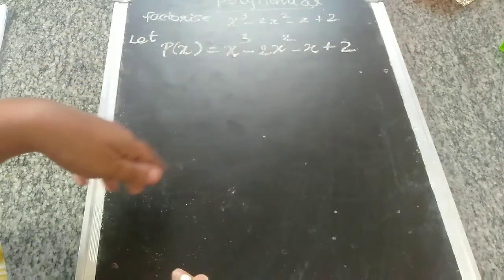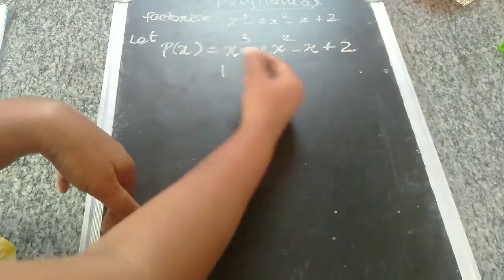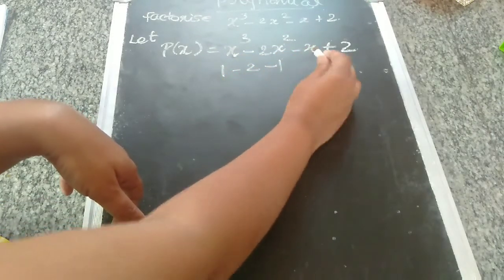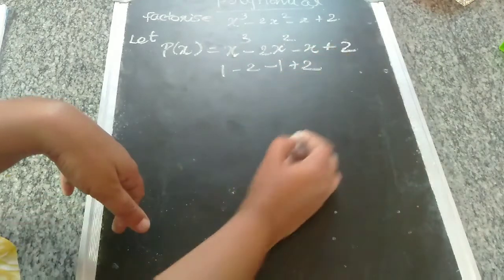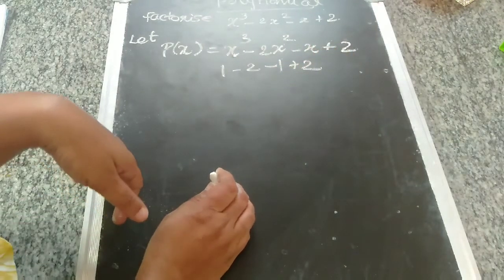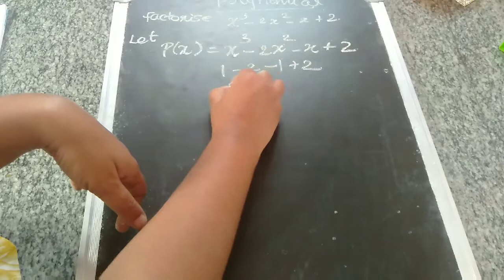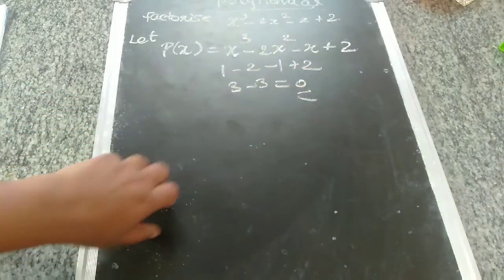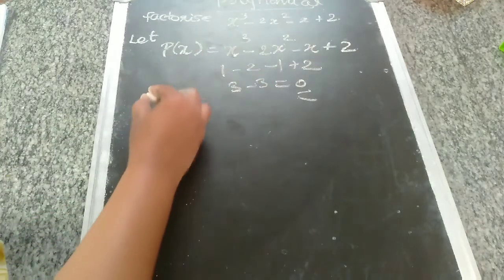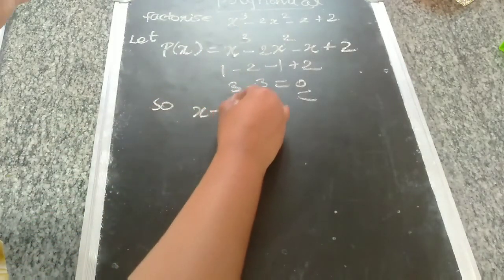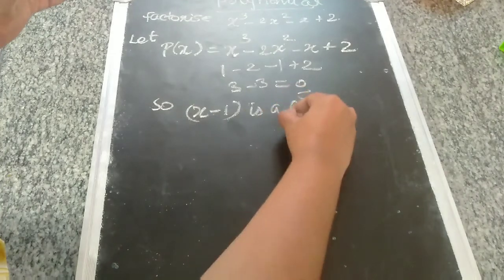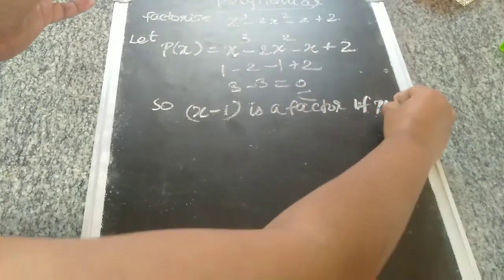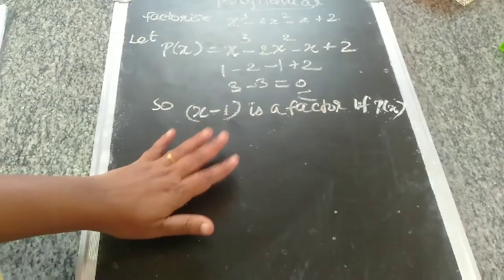Let us check. The x cube coefficient is 1, the x squared coefficient is minus 2, the x coefficient is minus 1, and the constant also you have to take. Next, 1 plus 2 is 3, 3 minus 3 equals 0. So the sum of the coefficients and the constant is 0. So clearly x minus 1 is a factor of p of x.